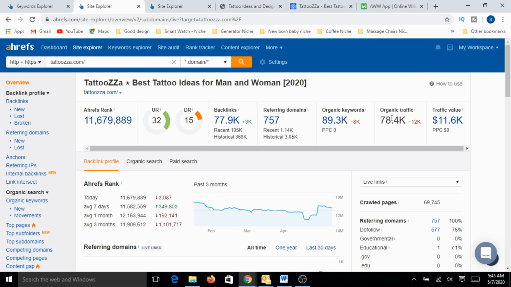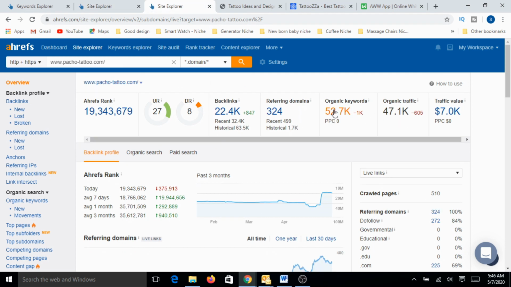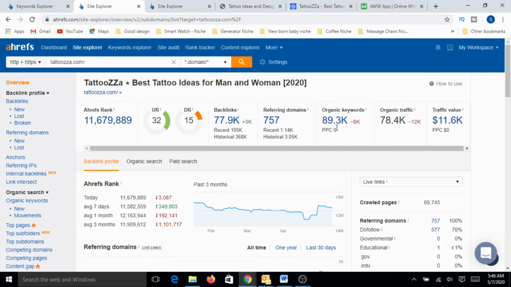Accordingly, you can see the numbers. Here it was around 50k keywords as well as traffic, and here nearly 90k different search terms for which this website is appearing, and nearly 80k visitors per month is the traffic it is attracting. Organic traffic is nothing but the number of visitors visiting this website on average in a month organically, meaning they search in search engines and then visit this website. So 15 is also not a high DR.